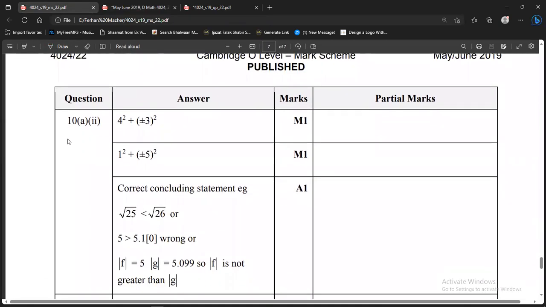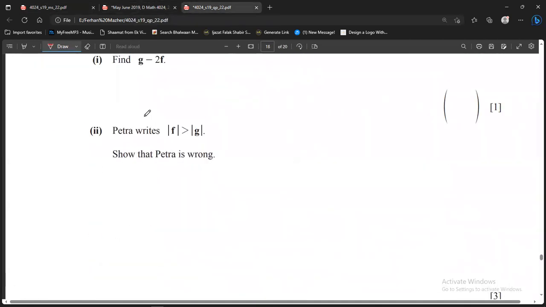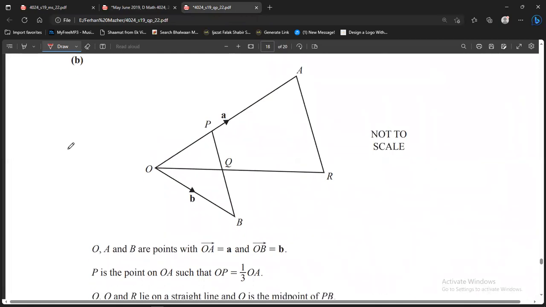Okay. So our answers are right. Okay, so we are going to the next question. He says B part, question number 10. Here are the vectors. O, A, and B are the points. OA is small a, OB is small b.